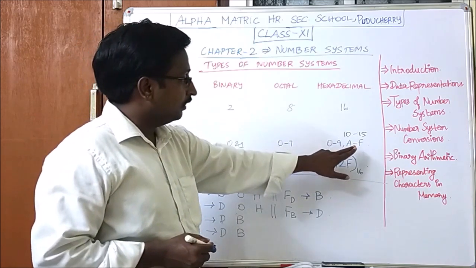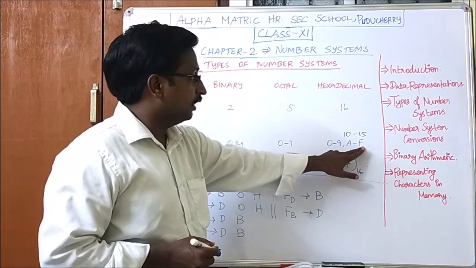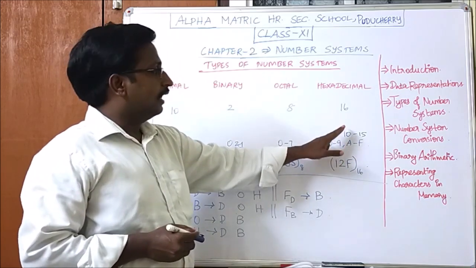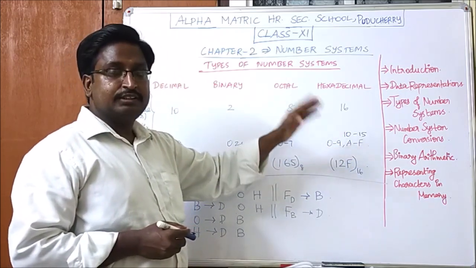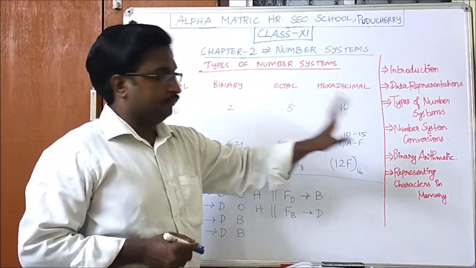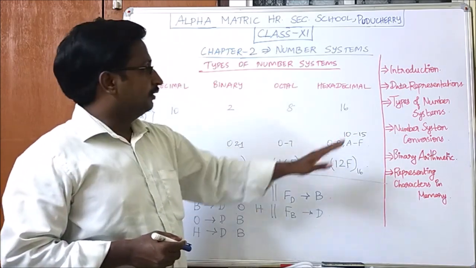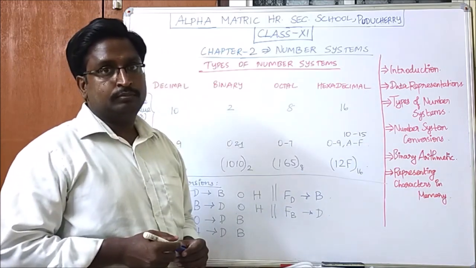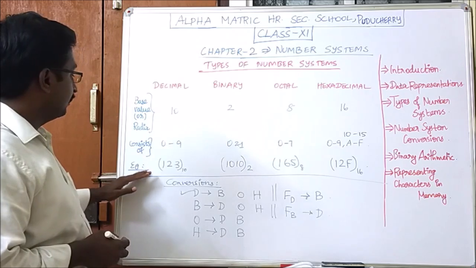And after 9, it will be having from A to F. Say for example, 10 as A and 11 as B and 12 as C and 13 as D, 14 as E and 15 as F. So like that, 10 to 15, the number will be represented as A to F. Okay, here you see the example.